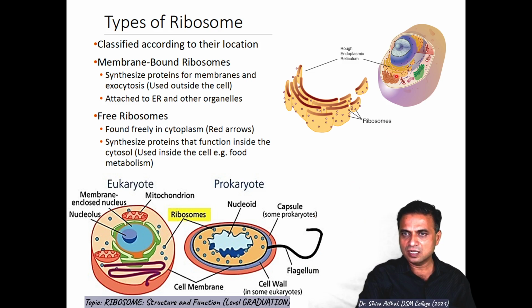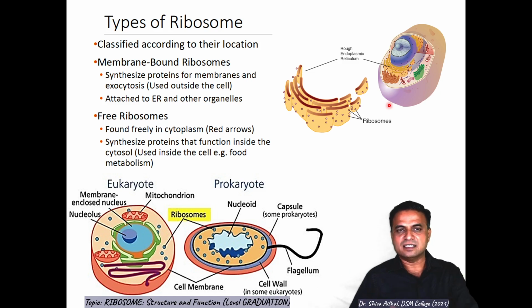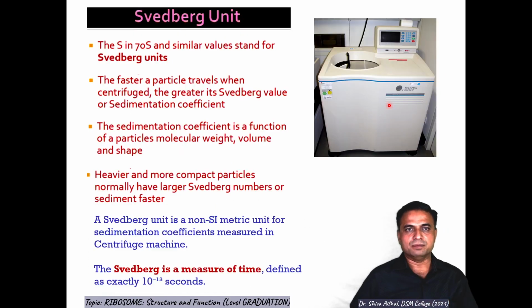You can see here, even though they are bound to the endoplasmic reticulum, they are also found free in the cytoplasm. So they are distributed everywhere, because everywhere there is a need for protein synthesis, and they synthesize proteins whenever needed, in whatever quantity it is needed, inside the cytosol, within the cytoplasm. So this is their location.